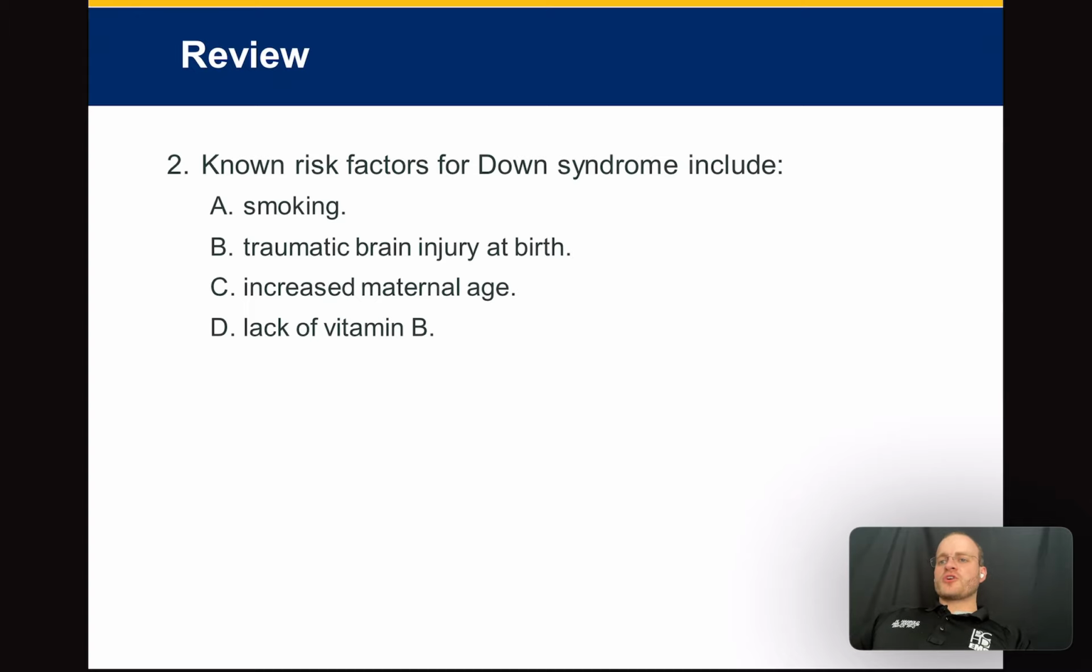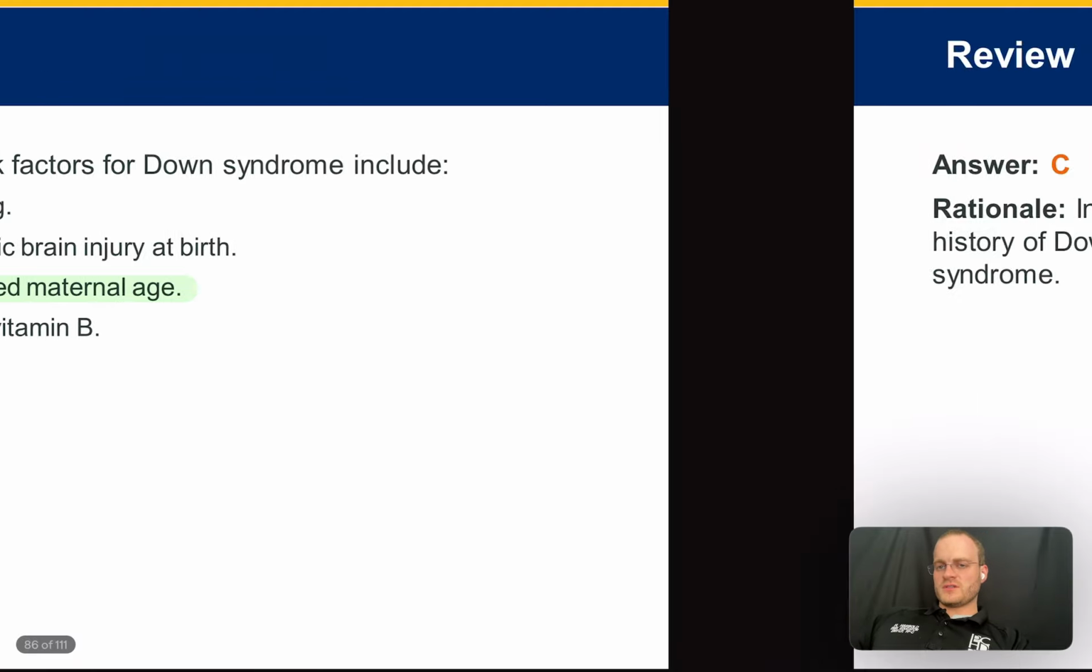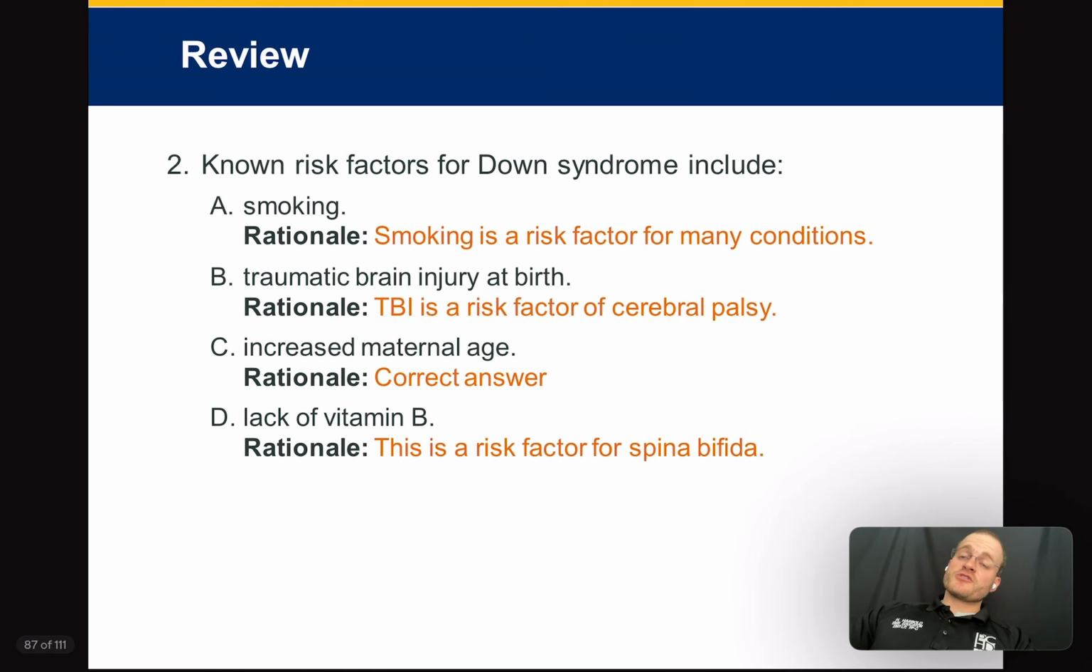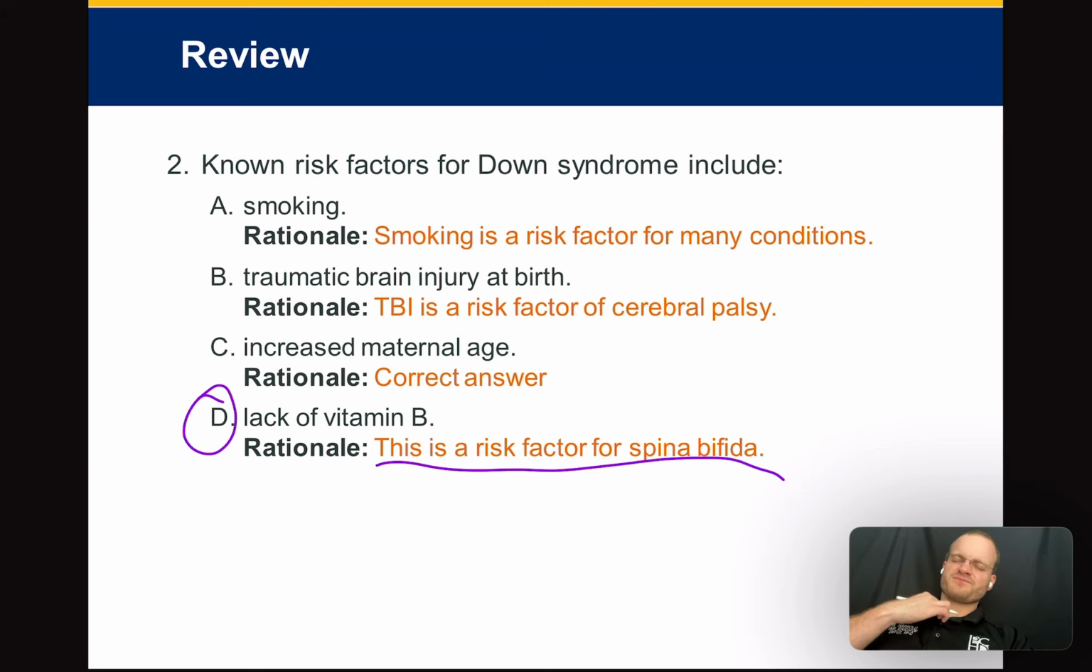Known risk factors for Down syndrome include smoking, traumatic brain injury at birth, increased maternal age. It is increased maternal age by far. You're much more likely to have a Downs kid if the mom's over 45. Much, much, much more likely. Interestingly, this is the vitamin that if you're deficient in, I want to say it's vitamin B6, you can end up with a kid with spina bifida, that neural tube defect.